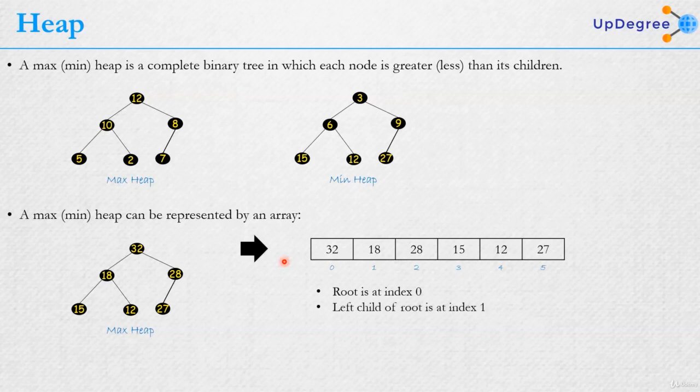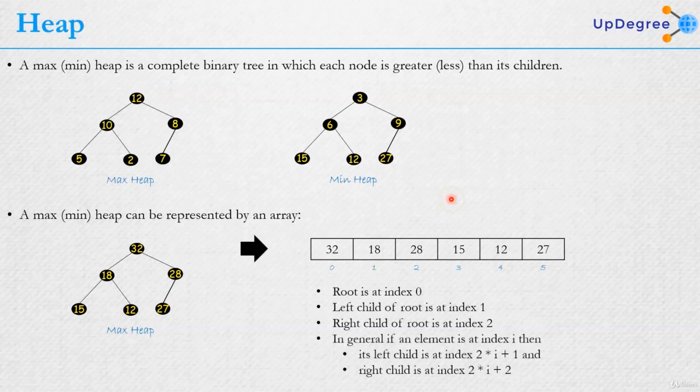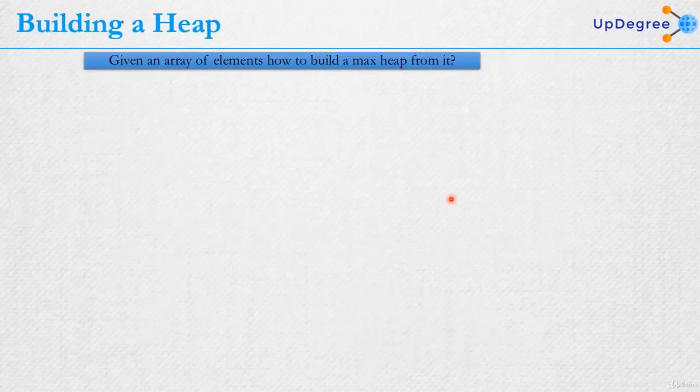The left child of the root is at index 1. So 18 over here is present at index 1. 28 is present at index 2, so the right child of the root is at index 2. In general, if an element is at index i, then its left child is at index 2i plus 1 and its right child is at index 2i plus 2.